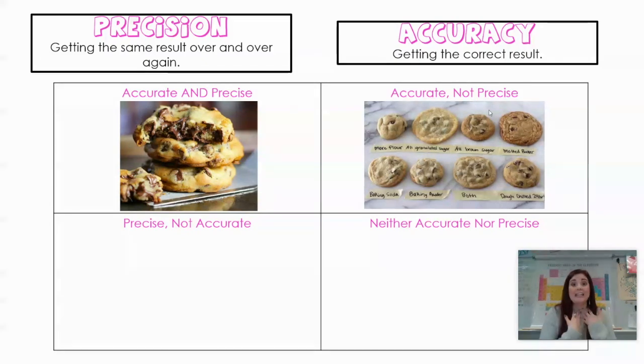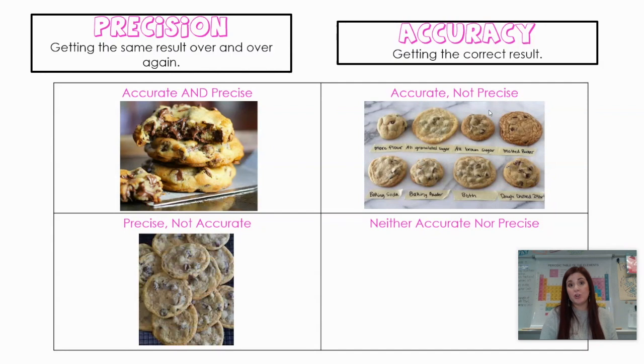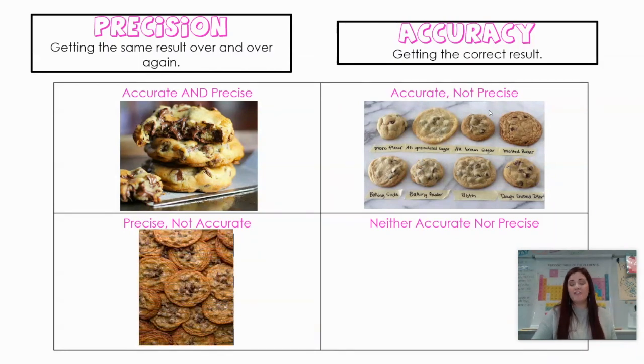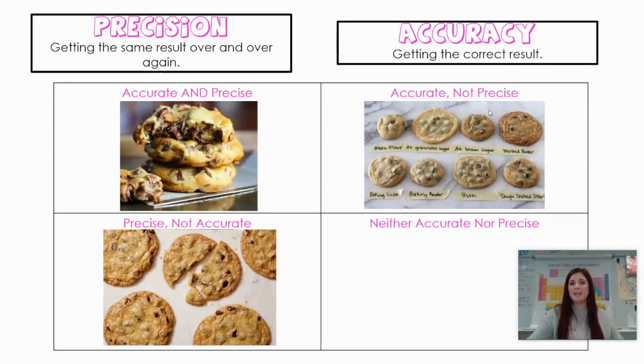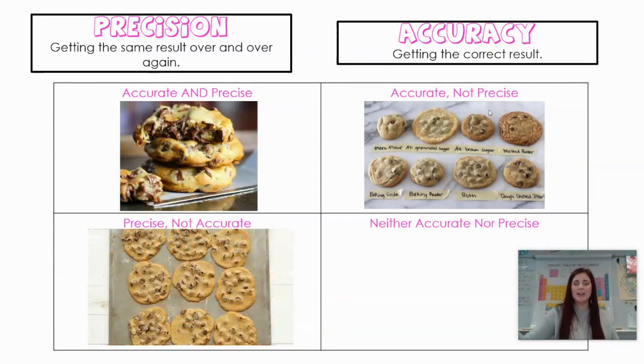If you're like me, you're precise, but you're not accurate. So I get the same thing every time. Here's my first batch of cookies, big and flat, right? I make them again, big and flat. Third time, big and flat, and then there they are again. So not what I'm intending to make every time, but I make the same thing every time. I'm precise, but I'm not very accurate.